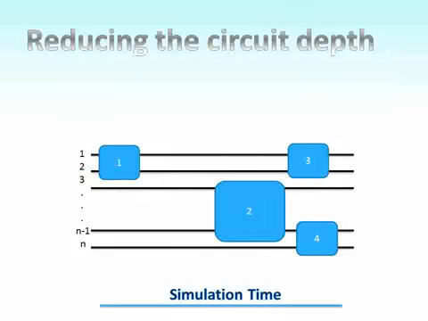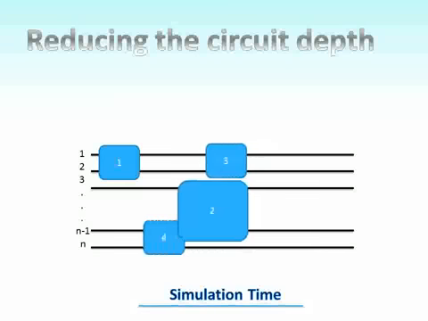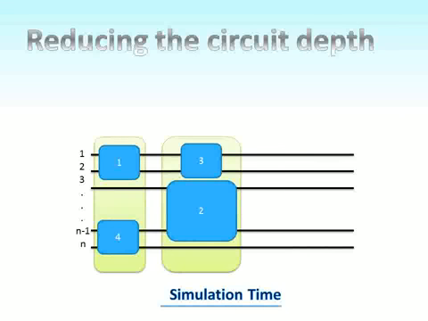The idea behind reducing the circuit depth is to sort operations such that those that commute can be done at the same time. Our algorithm finds all the commuting operations and groups them together. As an example, consider the following circuit. Operations 1 and 4 commute. So our algorithm sorts the operations and groups 1 and 4 together, which reduces the circuit depth.